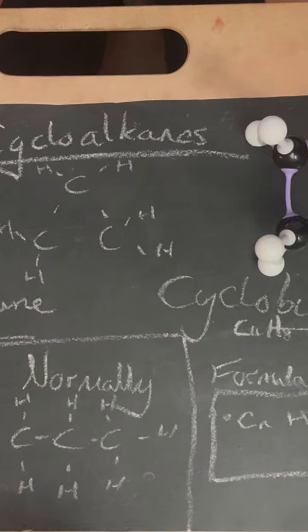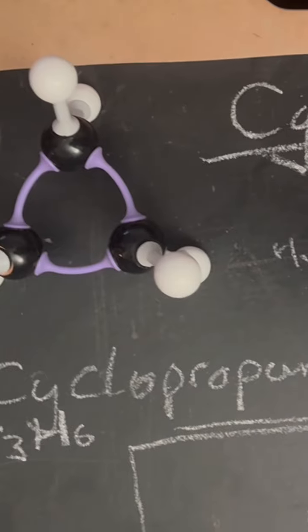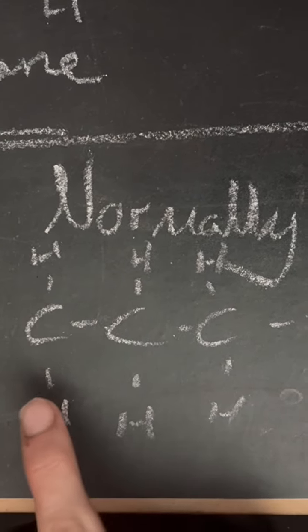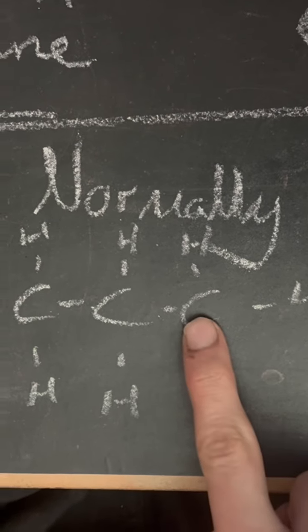Now we have cycloalkanes. These are molecules which don't have an end. And by that I mean the carbons are in a loop. Each carbon is connected to another carbon. Normally it would look like this, where there are 3 carbons, but they're not in a loop. They don't join from the first one to the third one again.